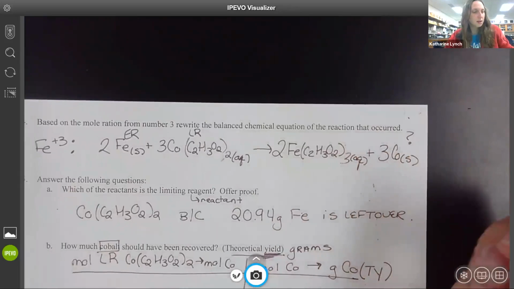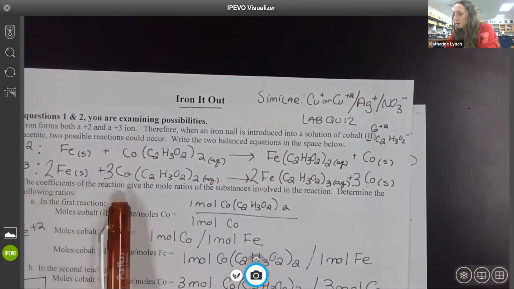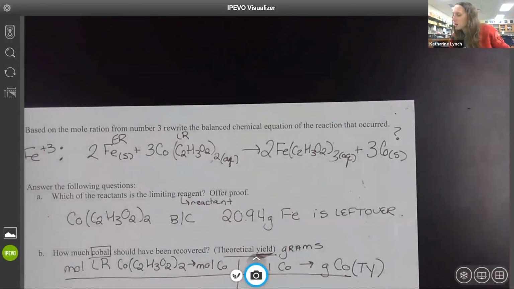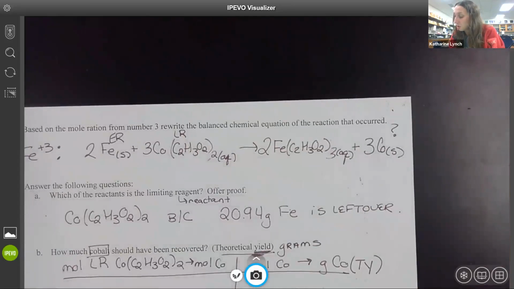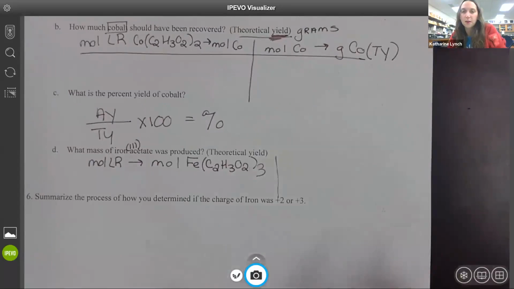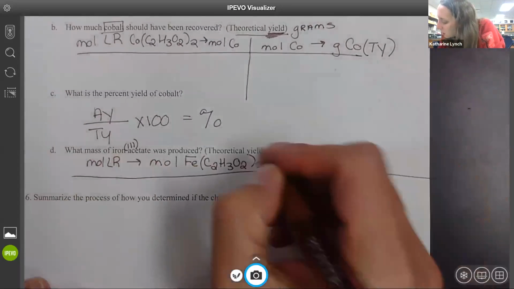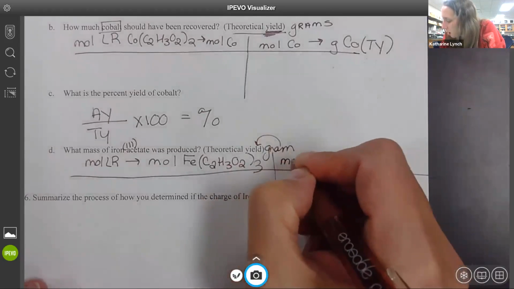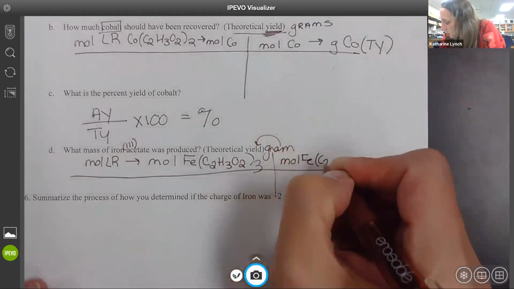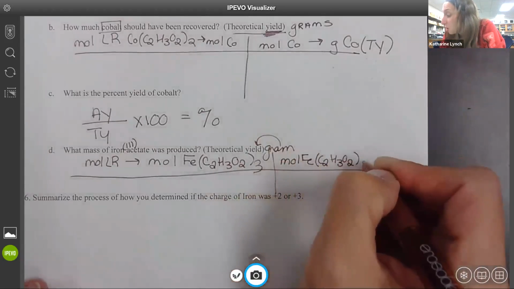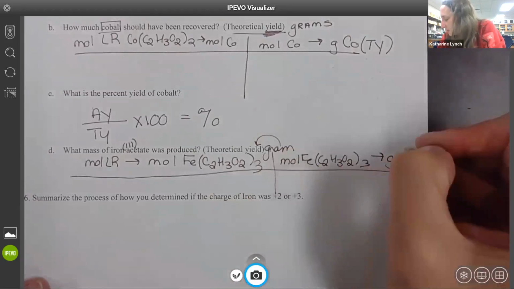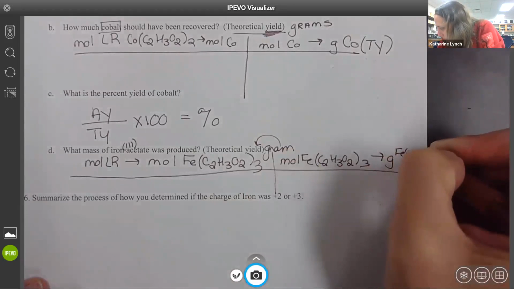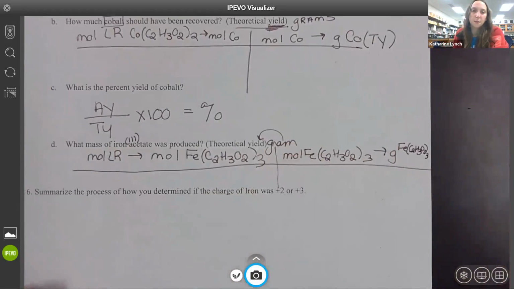Did I do that on the front too? 2 Fe, 3 cobalt, 2 Fe. I forgot that little 3. Little numbers are important in chemistry. All right, much better. Iron(III) acetate, because acetate's not good at 1. There we go. Okay, and remember our yields are always in grams, our theoretical yield. So we'll have to go from our moles of Fe(C2H3O2)3 to grams of the Fe(C2H3O2)3. Can I fit it in here? Fe(C2H3O2)3. Okay.